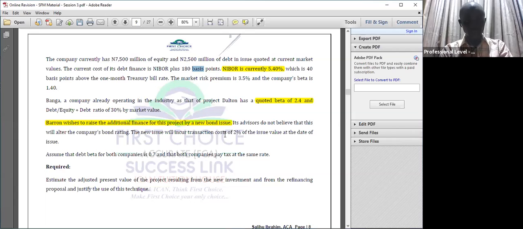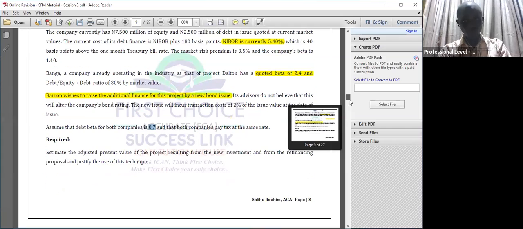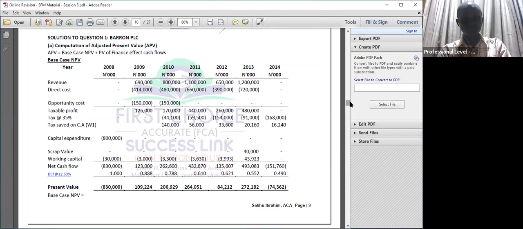The new issue will incur transaction cost of 2% of the issue value at the date of issue. That is our issue cost. Our issue cost is 2%. Did you see? The question did not tell you gross finance required. You understand? Please take note. Assume that debt beta for both companies is 0.7. That is the debt beta. And that both companies pay tax at the same rate. So that is the information. Let's go straight and provide solution to this question. I don't want us to waste much time, because this is not different from our NPV.